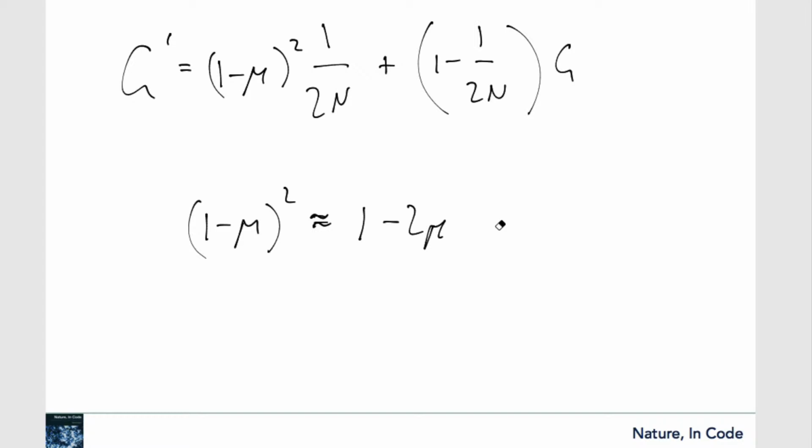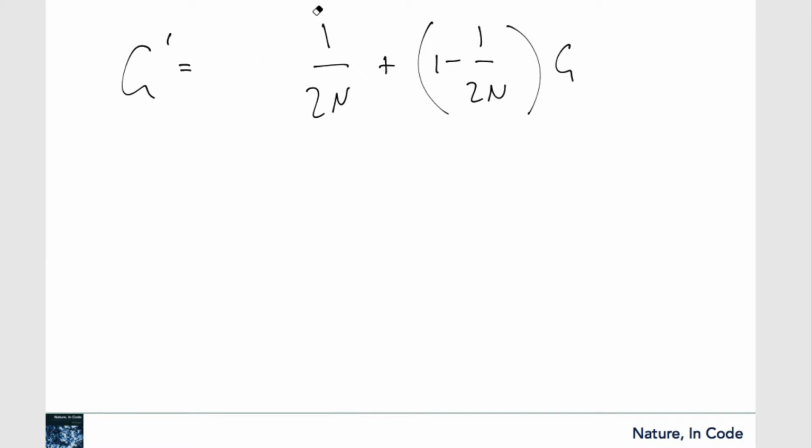And now if we do this, we can basically replace this term here, 1 minus mu squared, with 1 minus 2 mu. It's a good approximation. So I'm going to get rid of this here, and I'm going to replace this term simply with 1 minus 2 mu. All right, that's the first step in our simplification.